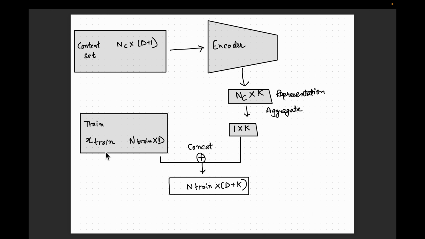Now, previously we had set these k numbers that we had learned as the weights of the target network. But here we don't call it a hypernet target net architecture. We call it an encoder decoder architecture. Encoder takes an input, gives it a representation. We have the train, which is n cross d, and now we have an aggregate representation that we've learned, which is 1 cross k. You concatenate these to get n train cross d plus k.